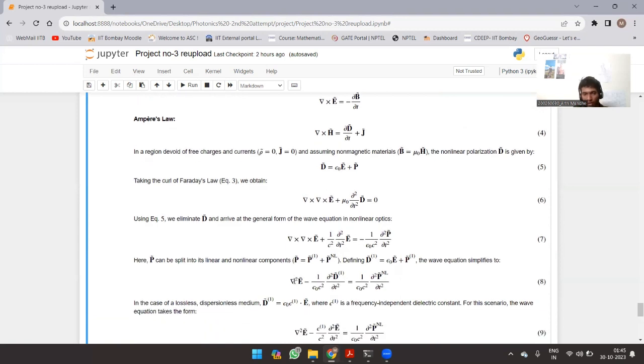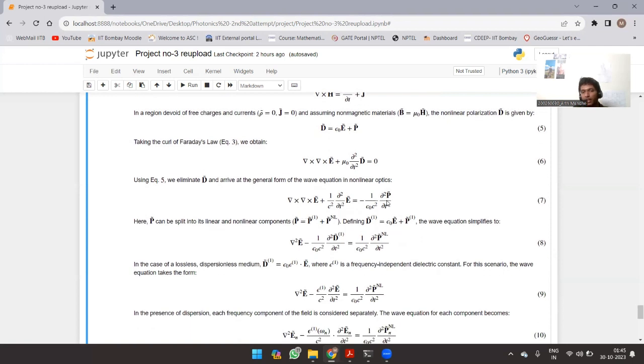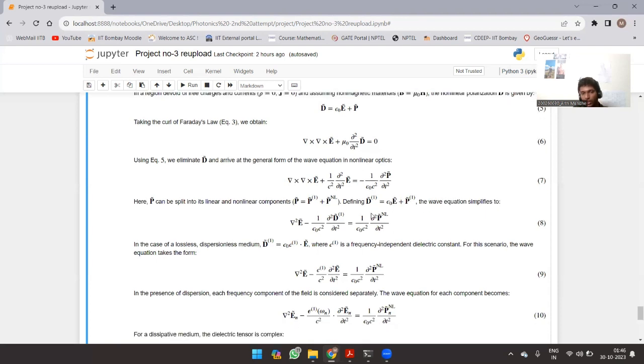And now we substitute the value of d here and we get this equation. And now this p vector can be written as p linear vector plus p nonlinear vector. And the d vector can be written as epsilon naught e vector plus p linear vector plus p nonlinear vector. And epsilon naught e vector plus p linear vector is d linear vector. So now we substitute that instead of e.